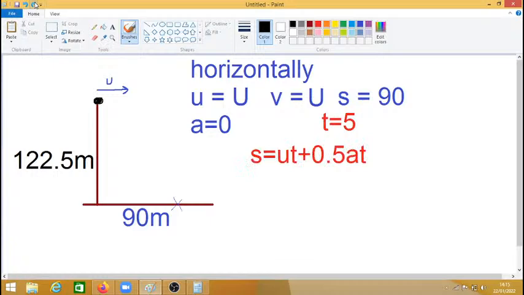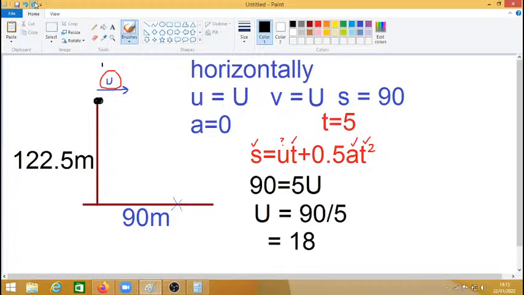So we chose s equals ut plus half at squared because we're trying to find out what u is. So the formula's got to have u in it. It's okay for u to be unknown, but everything else we do know, and that worked out to be u equals 18.